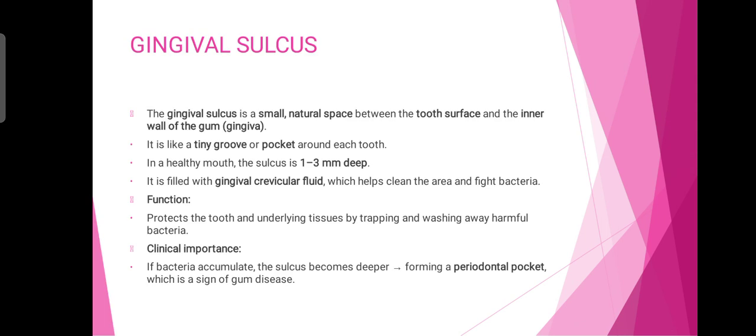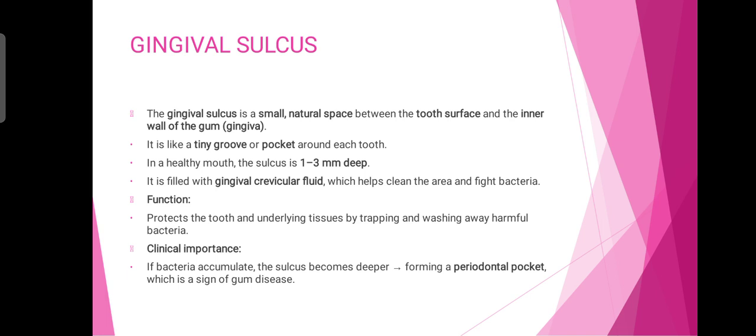What is a gingival sulcus? Gingival sulcus is a small natural space between the tooth surface and the inner wall of the gingiva, the gum. It is like a tiny groove or pocket around each tooth. In a healthy mouth, the sulcus is 1 to 3 millimeters deep. It is filled with gingival crevicular fluid, which helps clean the area and fight bacteria.